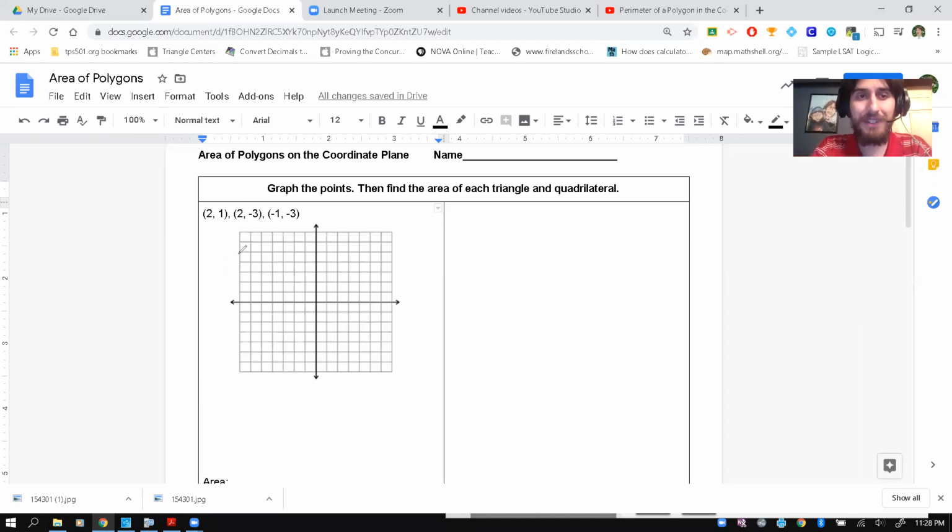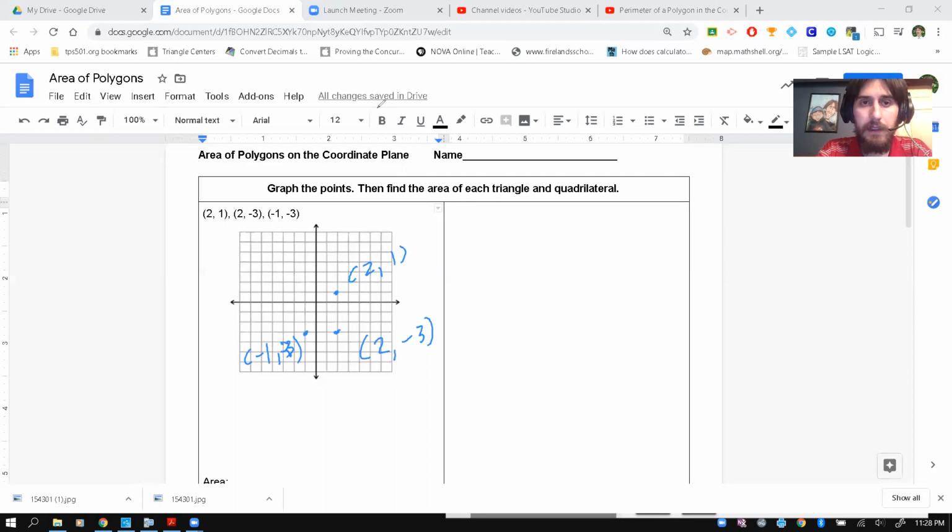Remember, these points are in X, Y order. So this first number is your X, second number is your Y. So to plot this point, I would go right 2 and up 1, and that would give me the point 2, 1. To plot my second point here, I would go right 2, down 3. That would give me the point 2, negative 3. And then this last point, I would go left 1 and down 3, giving me the point negative 1, negative 3.